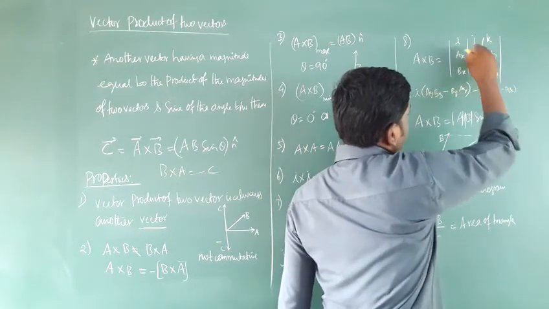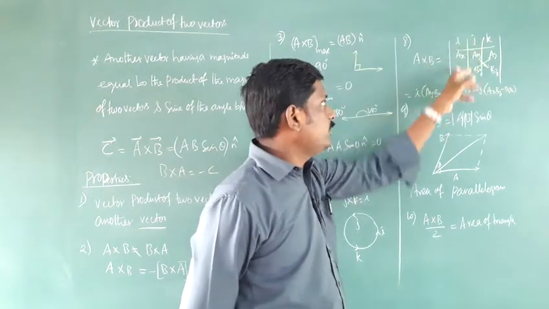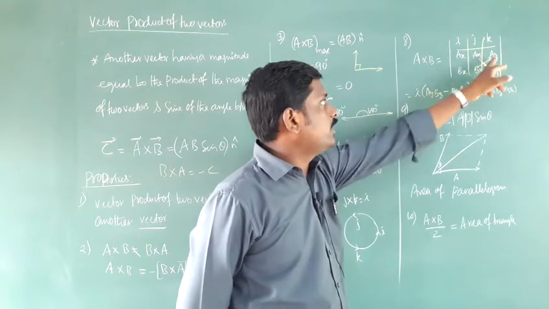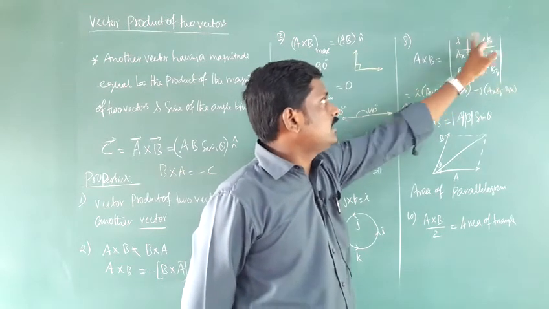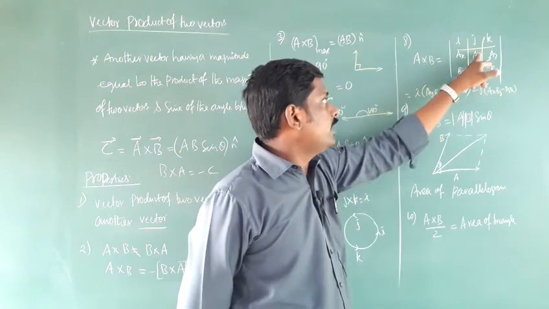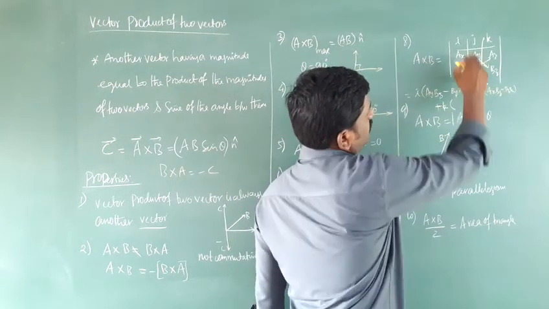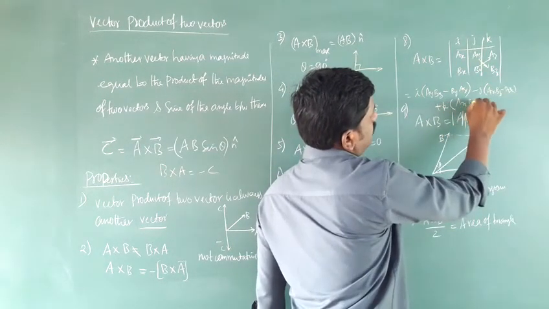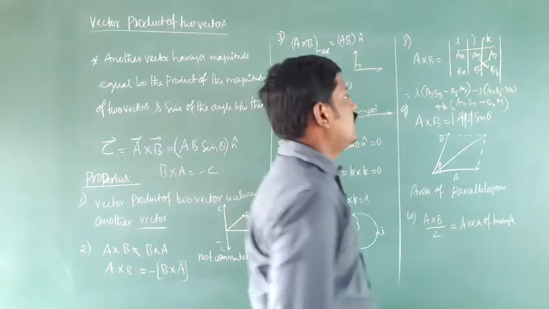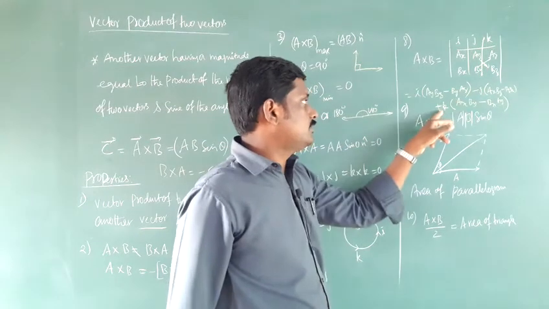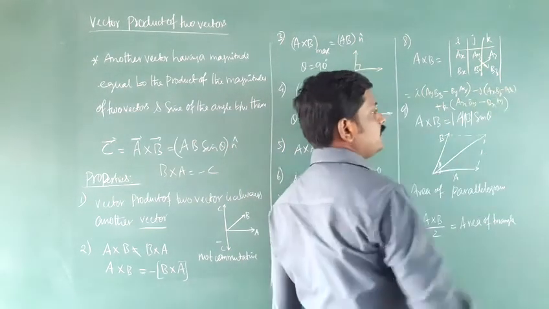If you break it like that, you have 2 by 2 determinants. So I means AY BZ minus BY AZ, then J, AX BZ minus BX AZ, then K, AX BY minus BX AY. The signs go plus, minus, plus; if you put a plus here for J, you need to reverse it and make it minus. So that's all.